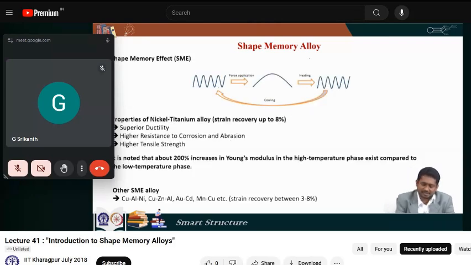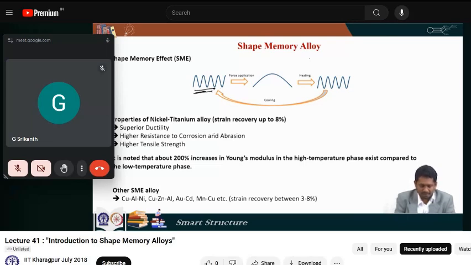Here the shape memory effect is again shown. So this we can think to be the initial configuration, and after force application it is deformed to some shape, and then again by heating it regains the original shape, and again if we cool it, it remains in this shape.